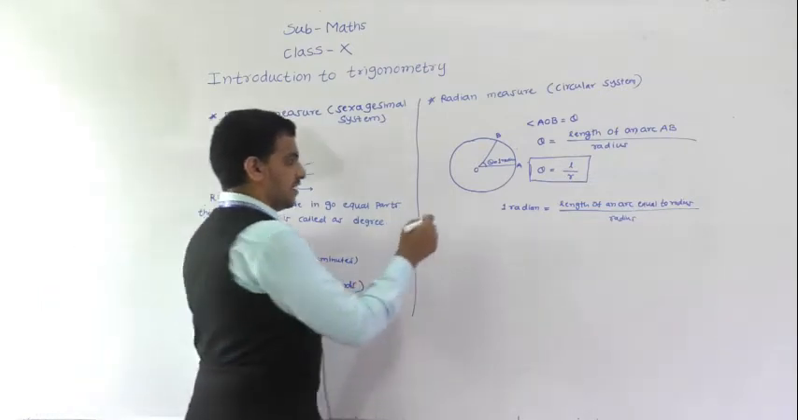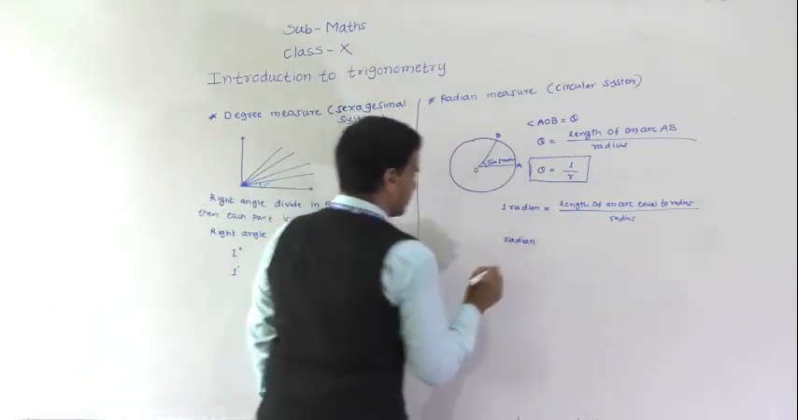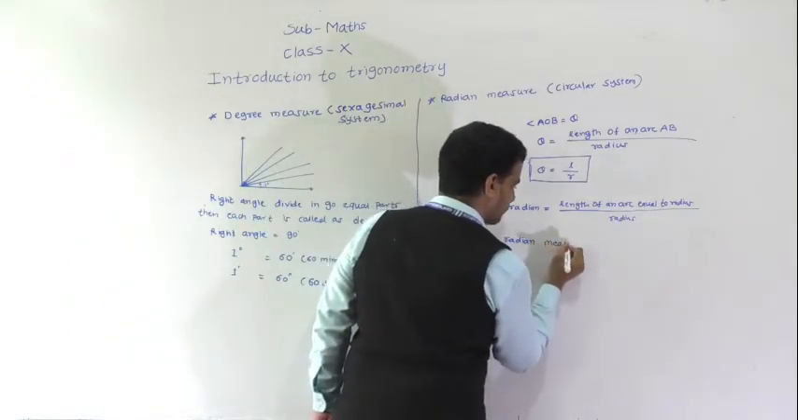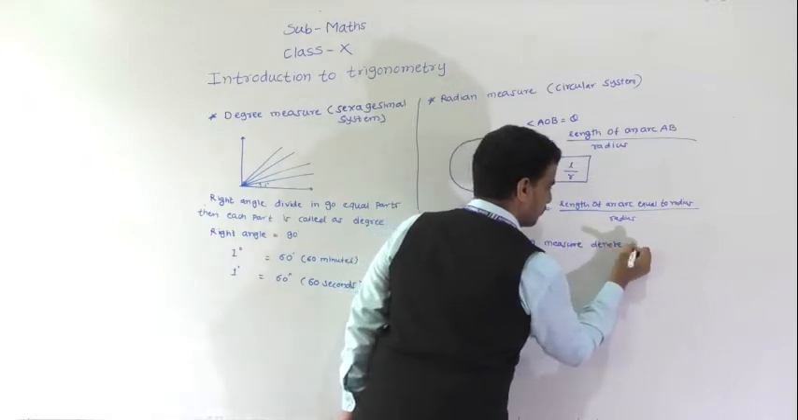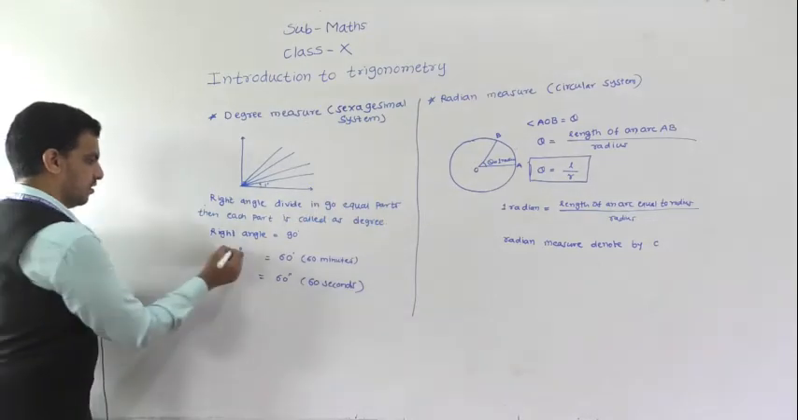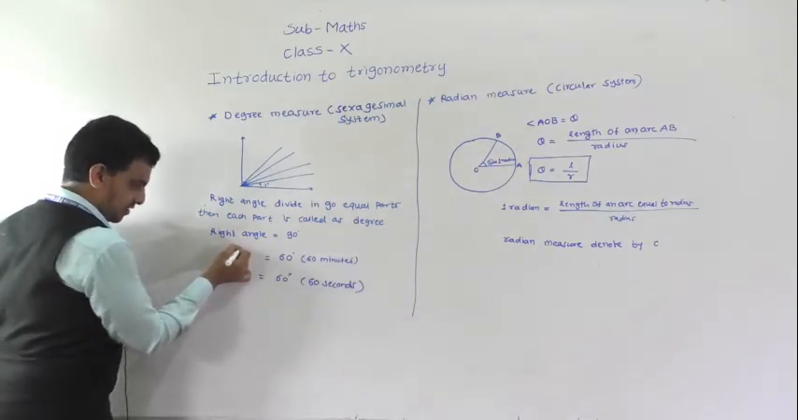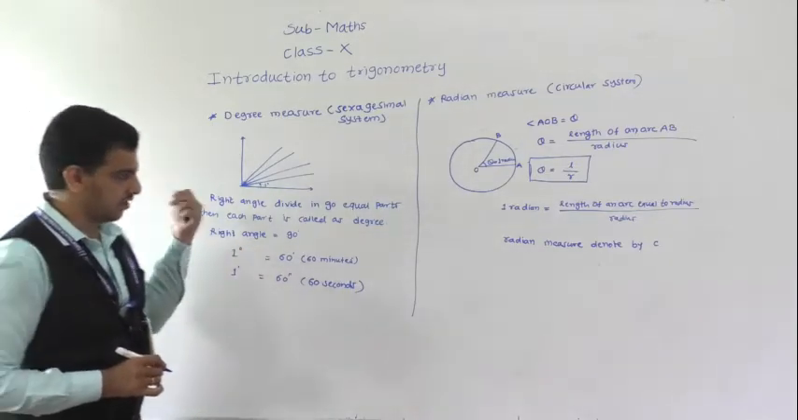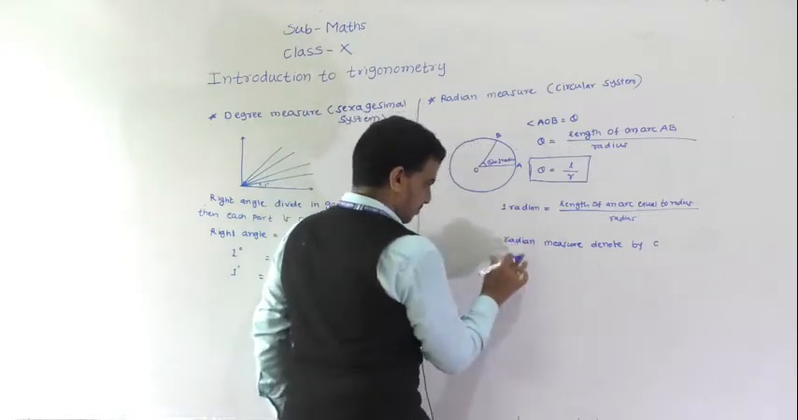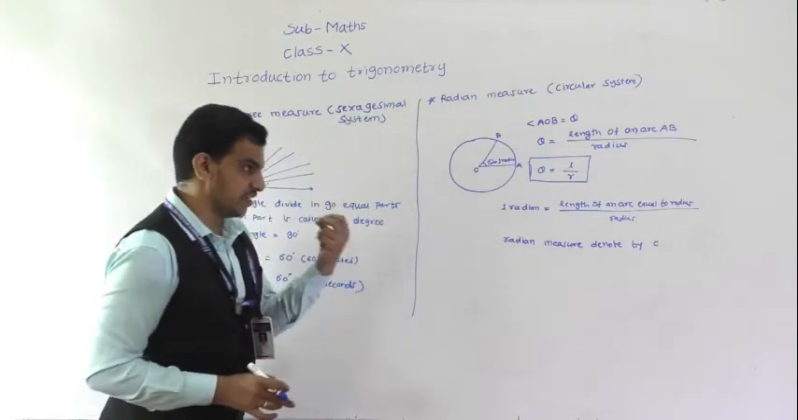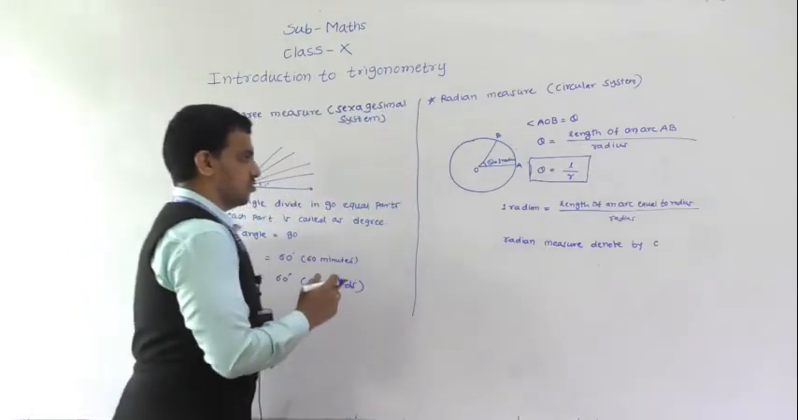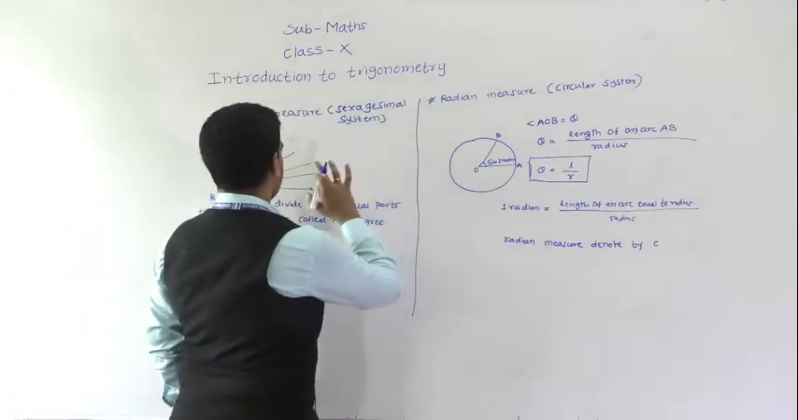Degree measure is denoted by a small circle, as we know, and radian measure is denoted by C. If no measure is written, we suppose that the angle is in radian measure. Mostly in 10th standard we are using degree measure, and we are dealing with only acute angles. Now we will take the next point, the relation between degree measure and radian measure.